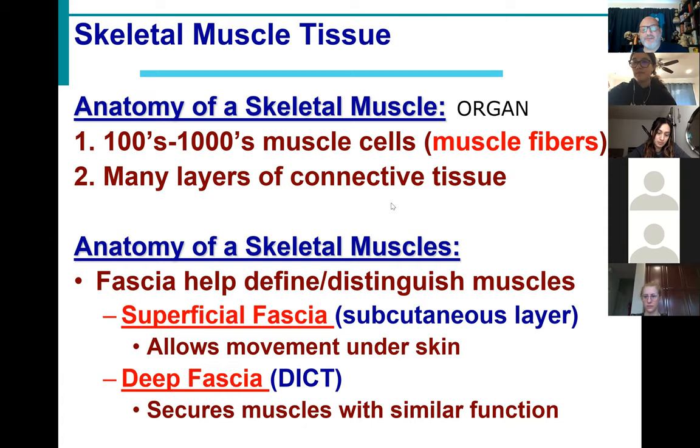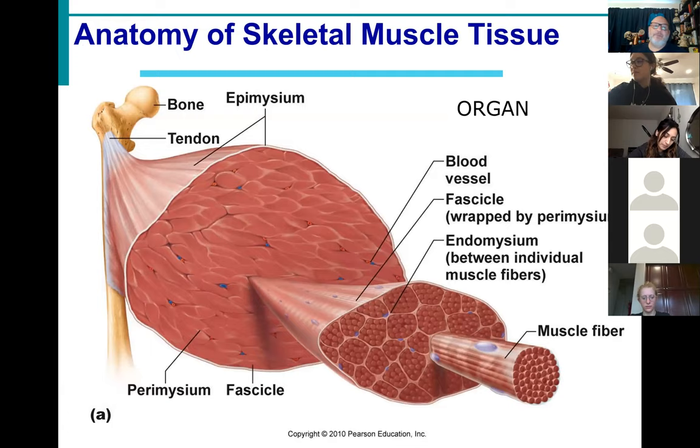Here we see an example of a muscle. Now I keep using the example of the biceps brachii. This of course could not be the biceps brachii. Why could this not be the biceps brachii? It's the femur. Yeah, because it's connected to the femur, absolutely.